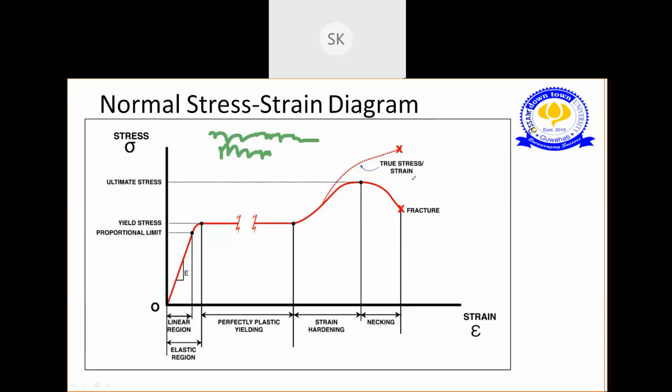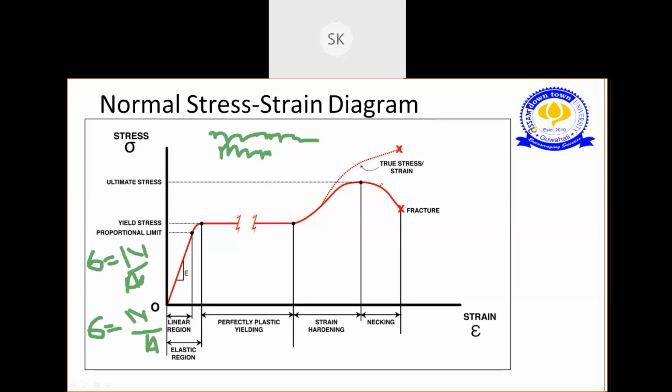Now what is true stress? I have given you two types of stress, right? One is nominal stress. What was the formula? N by A naught, where A naught was the original area, right? And what was the true stress? It was N by the area which we got after deformation. So now which area is more?